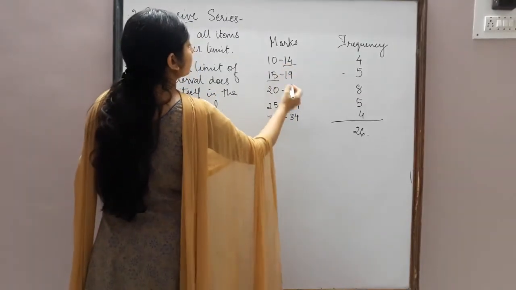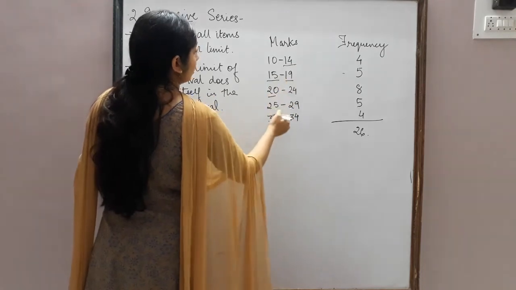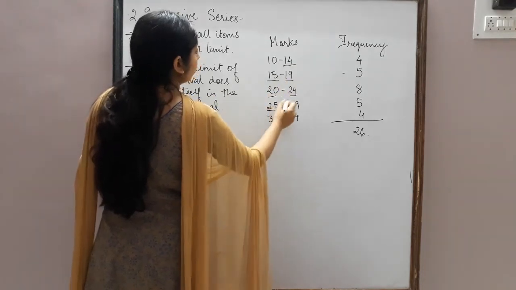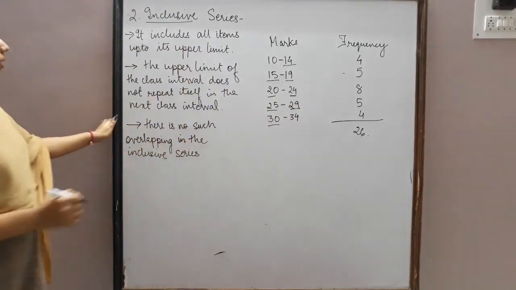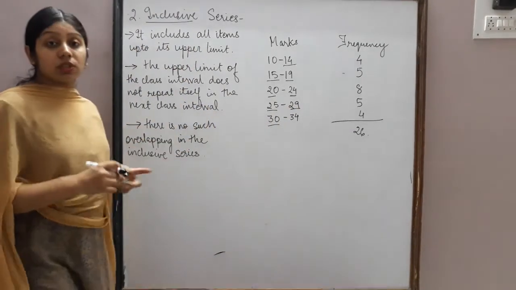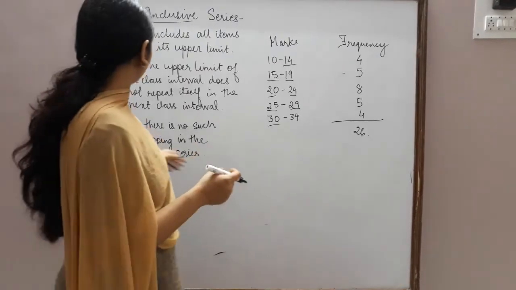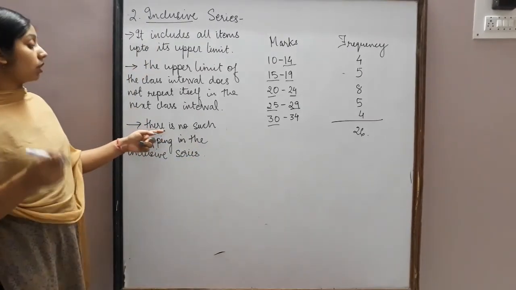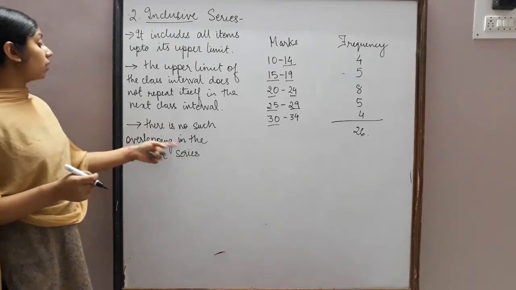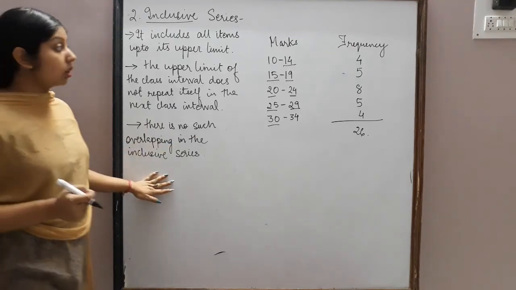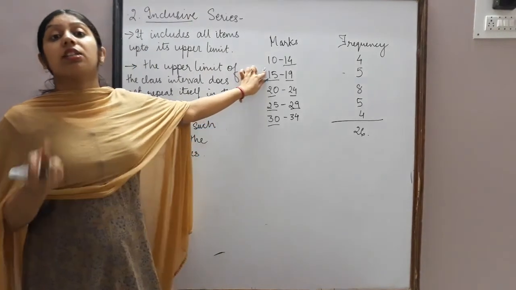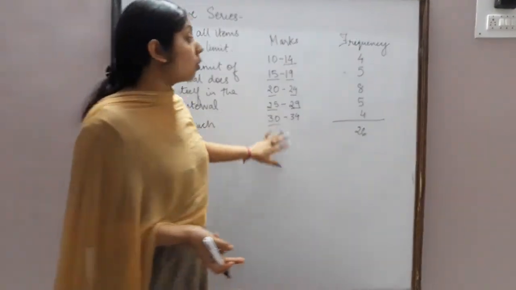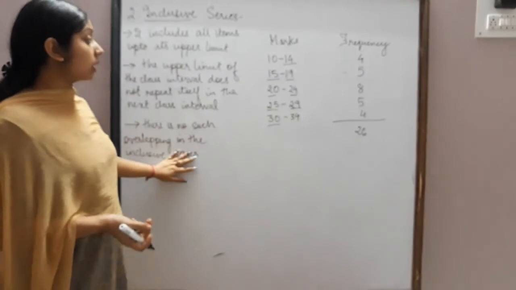This is 14, this is 15, 19, 20, 24, 25, 29, 30. So there is a gap. Now, in the exclusive series, there was overlapping of the upper limit. There is no such overlapping in the inclusive series. Over here you can see 14 is not repeated in the next class as its lower limit. So there is no overlapping. I hope this much is clear.